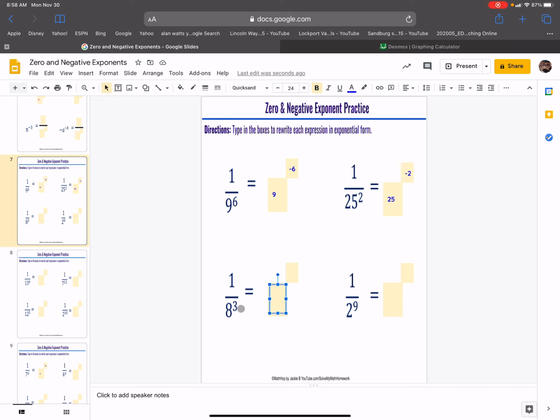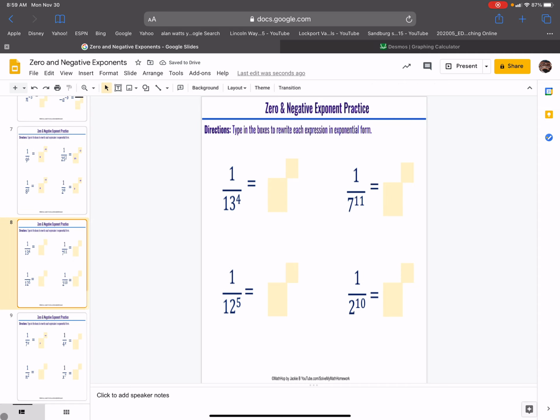This one would be 8 to the negative third. And this one would be 2 to the negative ninth. Okay, so we're just going in reverse. And that's what you're going to do with the last couple slides. You're going in reverse. Do not let letters throw you off. I did put an example in. This one would just be 7 to the negative x.